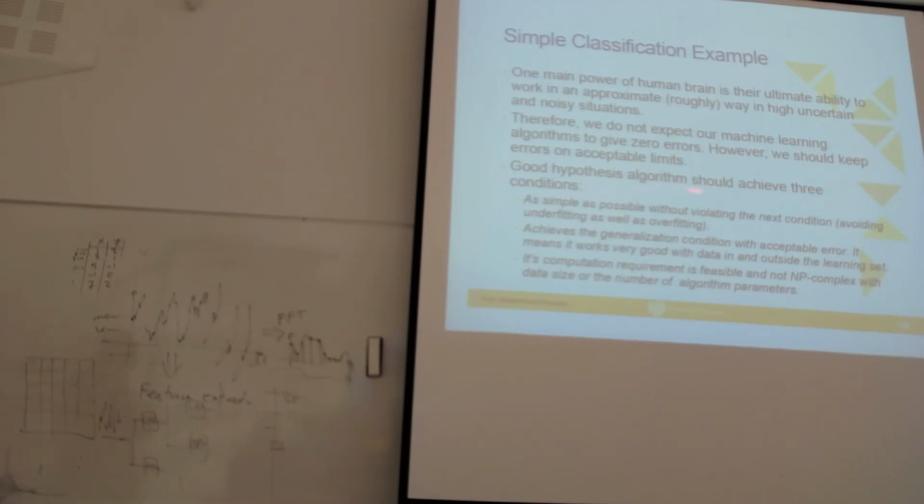The good hypothesis that we should have, first, should be as simple as possible without violating the next condition. It means that we shouldn't have underfitting or overfitting. Second, it achieves the generalization condition with acceptable error. And third, its computational requirement is feasible. Those 3 requirements are very important in order to select the algorithm to apply for a certain classification problem. So we should always avoid using NP, non-polynomial complexity, because it can have a huge computational requirement for large data sizes.